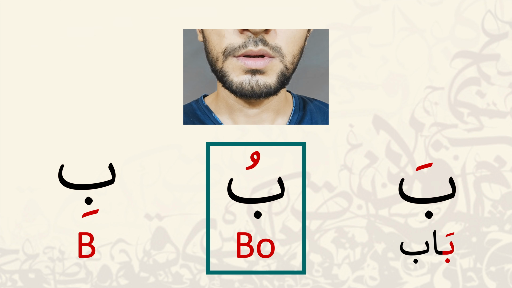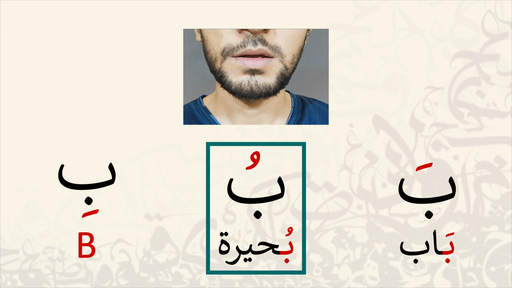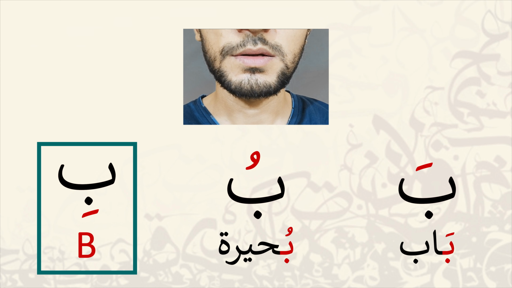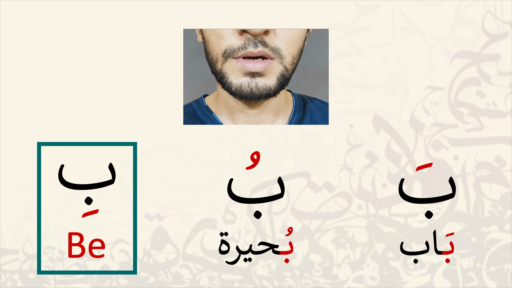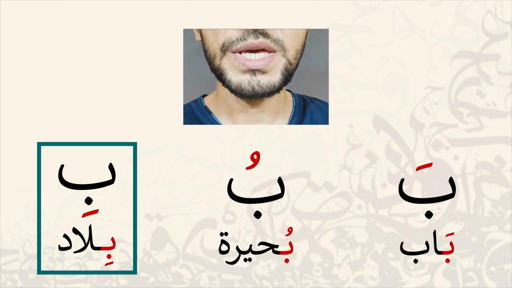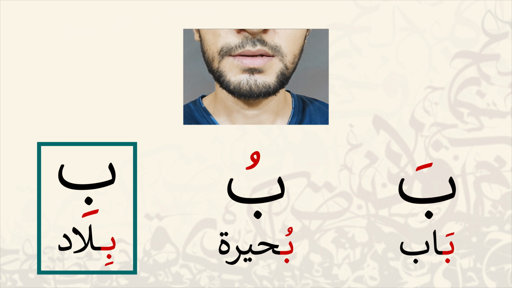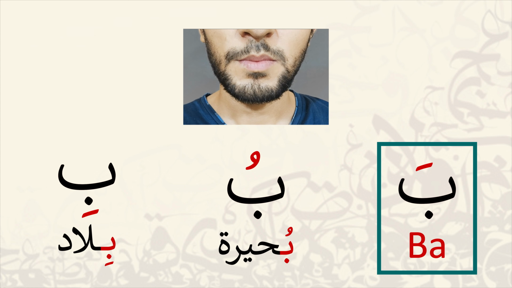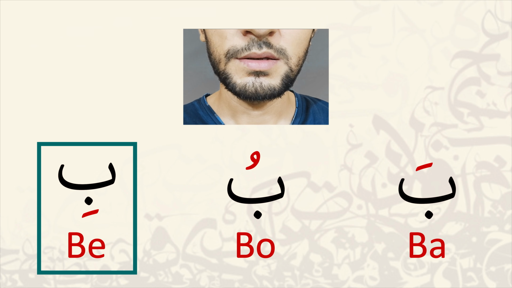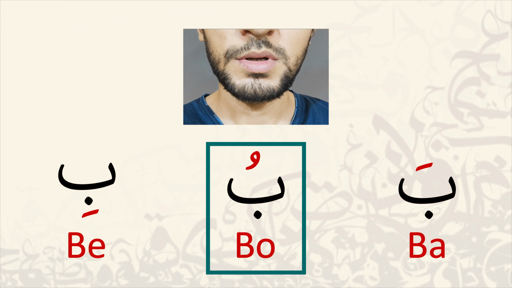Round your lips. Boo. As in Buhayrah, Boo, Buhayrah. And lastly, Kasra. Here is the sound of the letter again, and then we check the label. Bi, as in Bilad. So the three basic labels of this letter are Ba, Bu, Bi.